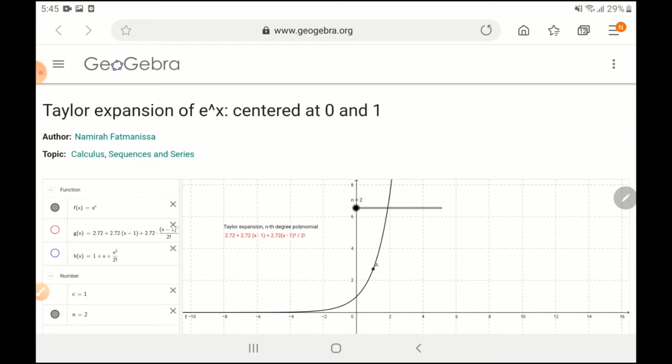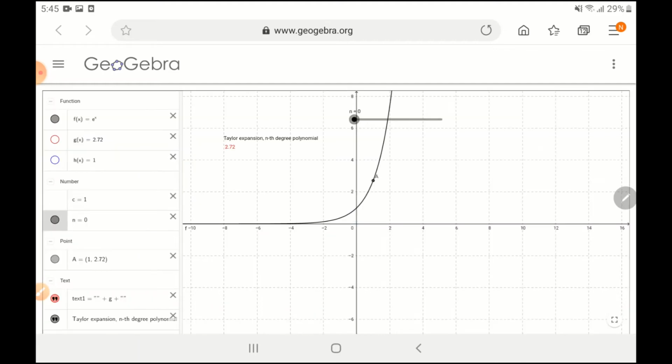So this is the actual function of e to the x, the black one. The graph is like this, right? So let me change the n. What I want to show you is what actually happens.